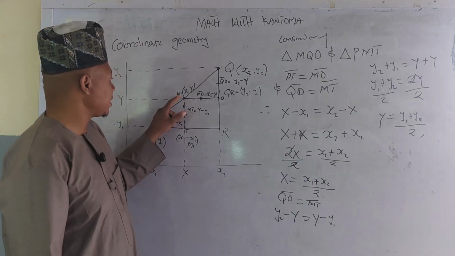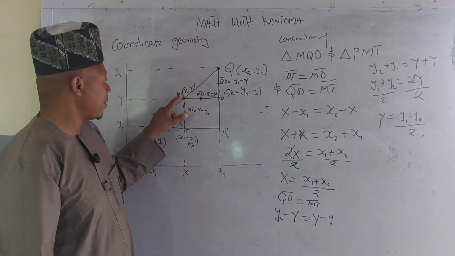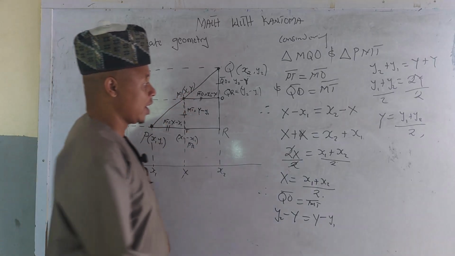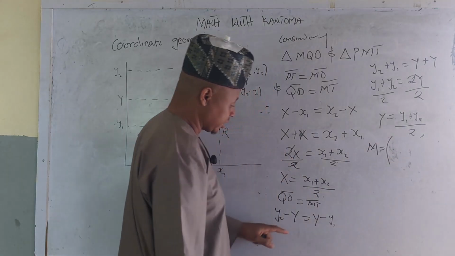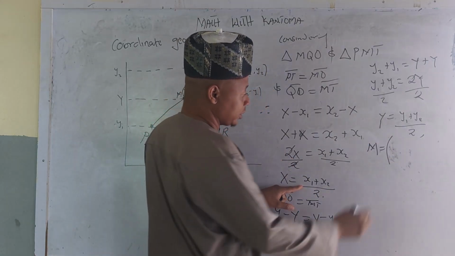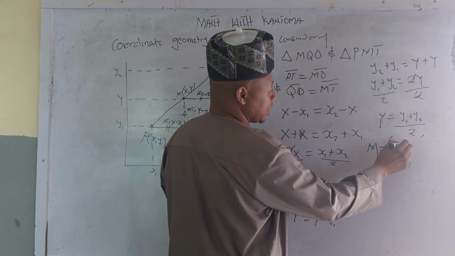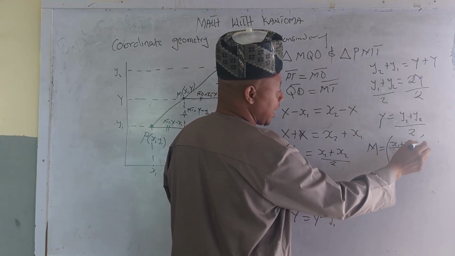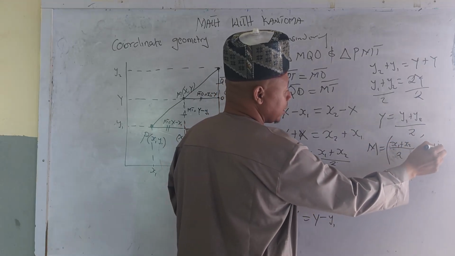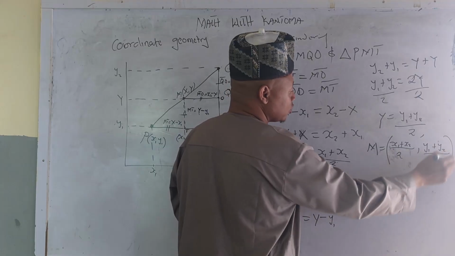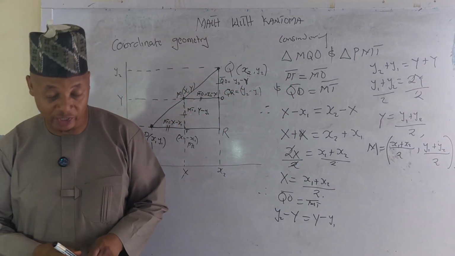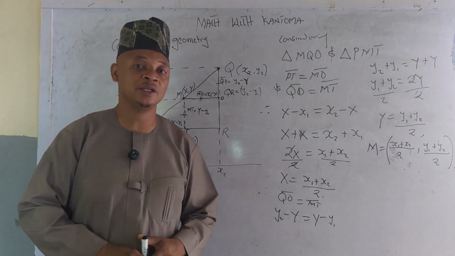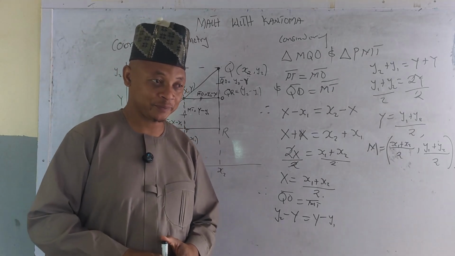So now instead of writing the midpoint M as big X comma big Y, I will have my midpoint M given by these two coordinates. The first coordinate is x1 plus x2 divided by 2, and the second coordinate is y1 plus y2 divided by 2. So now these are the two coordinates I'll be using to calculate the midpoint of any 2 points.